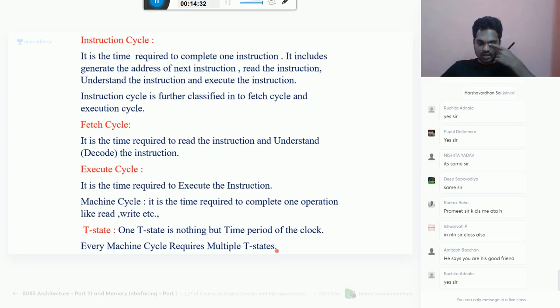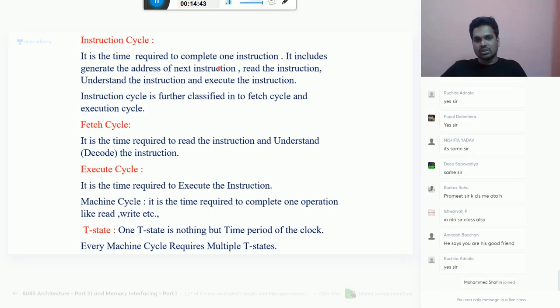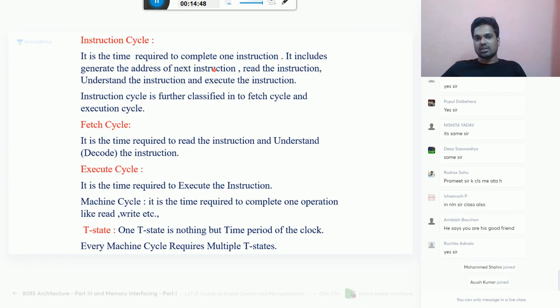Instruction cycle. It is the time required to complete one instruction. What are the jobs to be done during the instruction cycle? It includes generating the address of the next instruction, reading it, fetching it technically, understanding it, that is decode, and execute. So this whole is called instruction cycle.